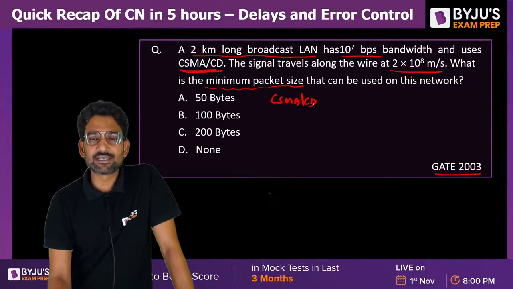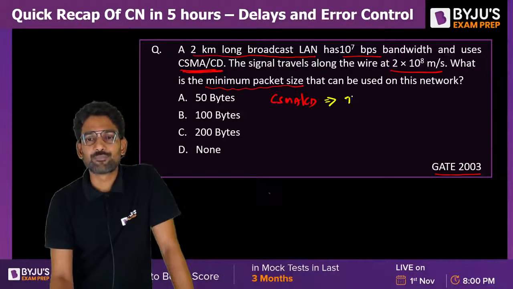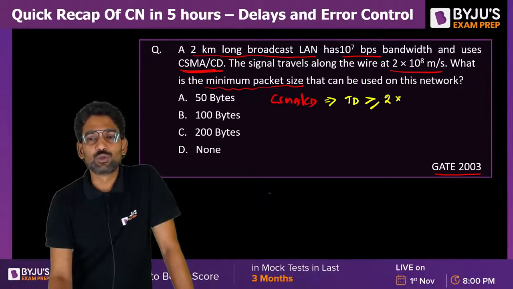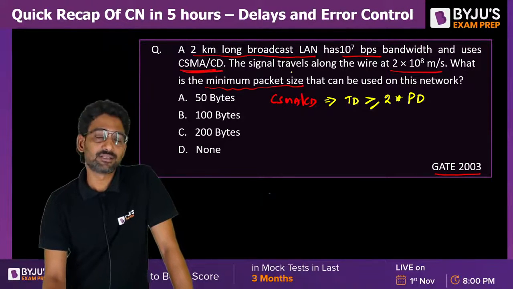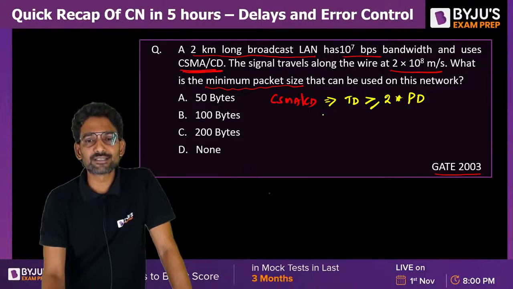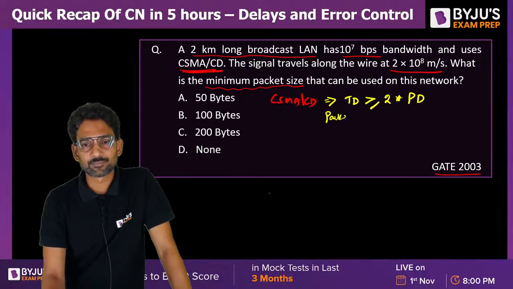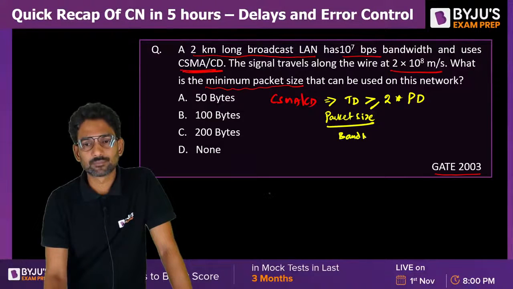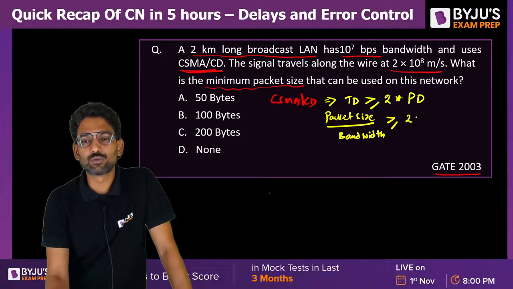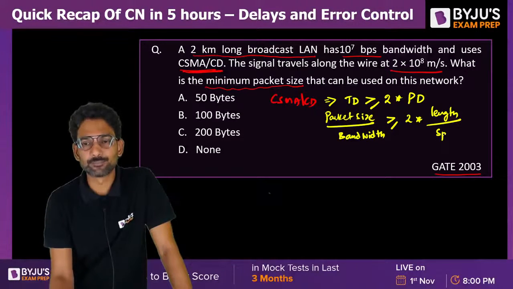As it is given CSMA/CD, we can say transmission delay will be greater than or equal to 2 times the propagation delay, because it is using this technology. We know transmission delay is packet size by bandwidth, that is greater than or equal to 2 times propagation delay, which is length divided by speed.